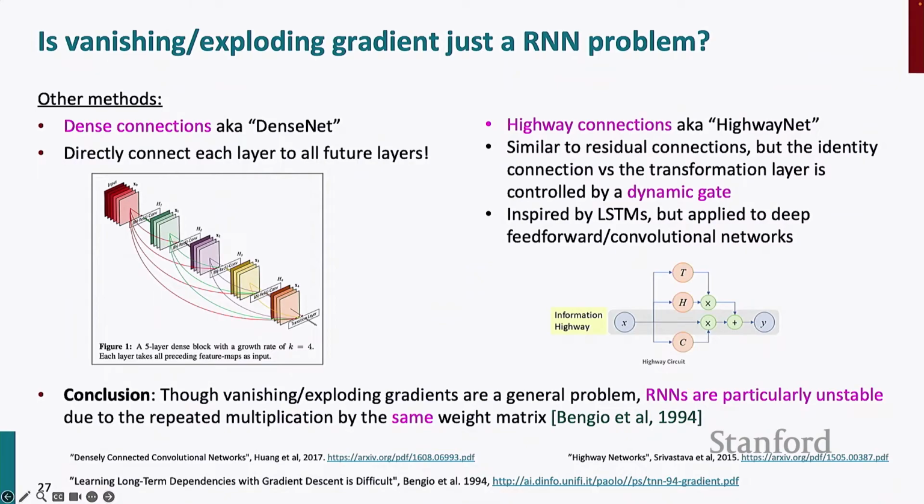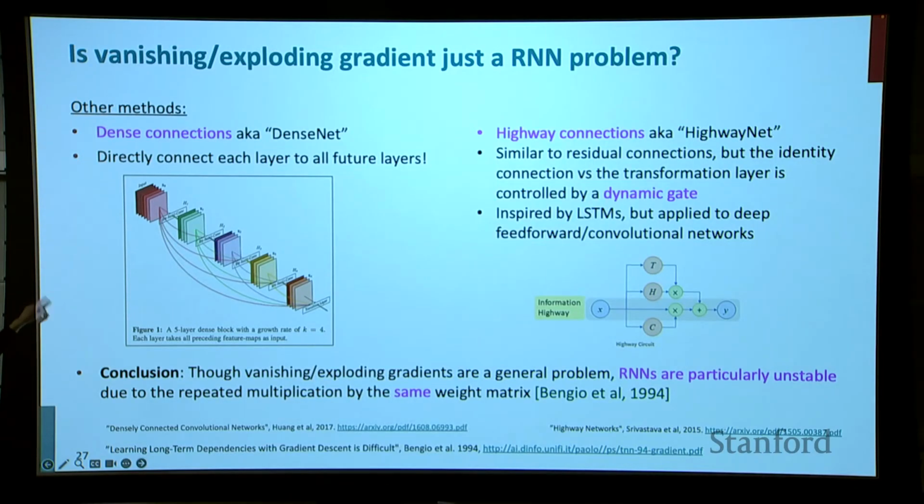If you start heading down that path, you can think, well, why only provide these residual loops that take you one step? Maybe I could directly connect each layer to all the successive layers. People played with that idea, and that led to the so-called DenseNet, where you have these kinds of skip connections linking to every other layer.